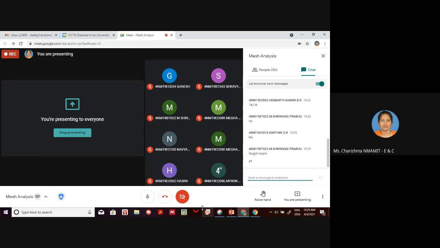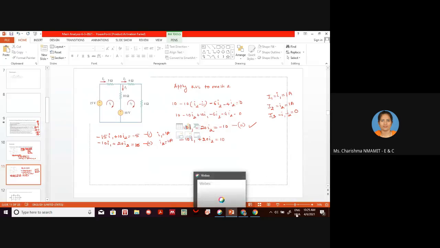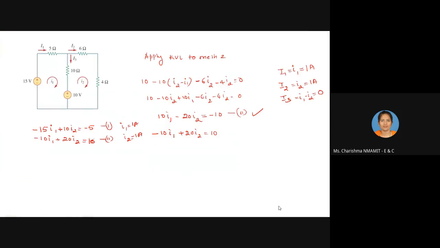Okay, so we'll see how to apply Cramer's rule for this. When it is AC networks, you have to go for Cramer's rule itself. Before applying Cramer's rule, you need to write this linear equation in the form of a matrix.